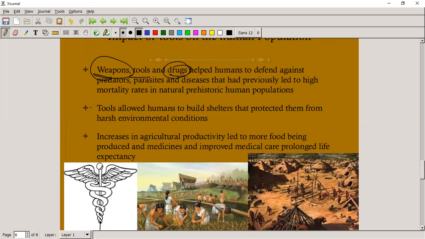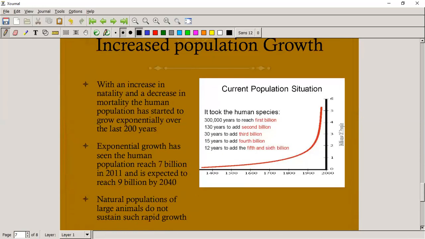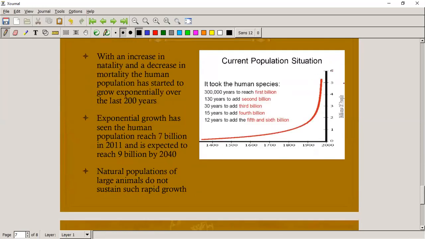Tools allowed humans to build shelters. We could build our own homes that protected us more against the environment and predation. And then also, we increased our agricultural productivity. We're growing our own food instead of just relying on nature to provide us with whatever we need. And so more food being produced leads to, of course, a longer life expectancy, less deaths. And so this is what we end up with: an exponential or J-type curve of growth.